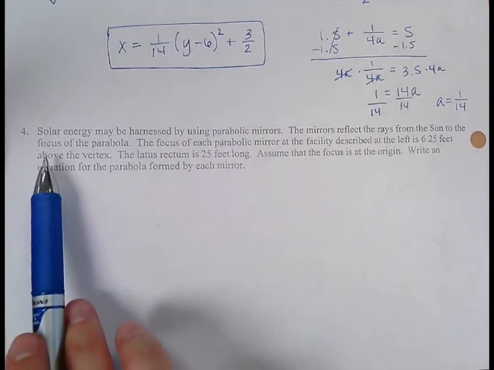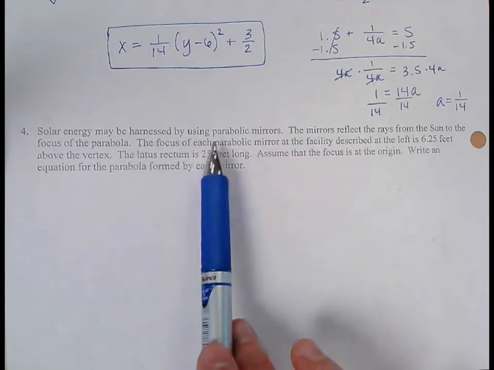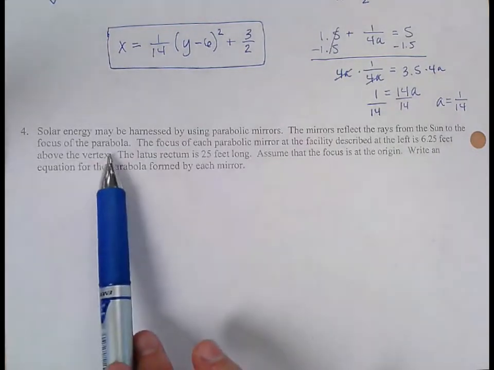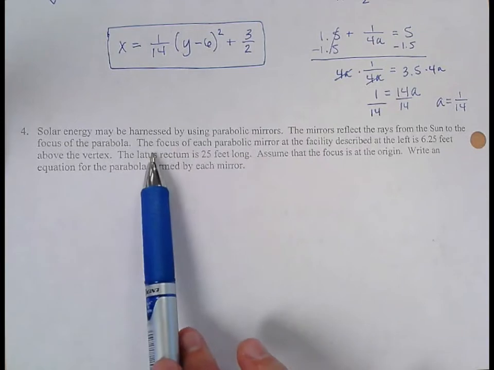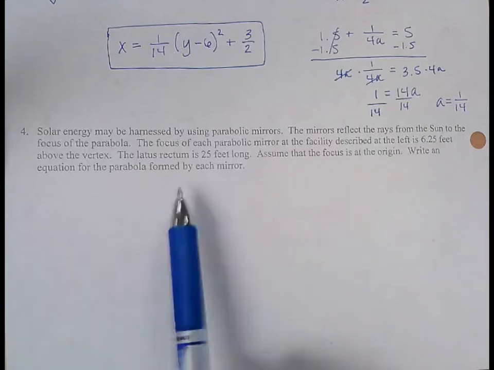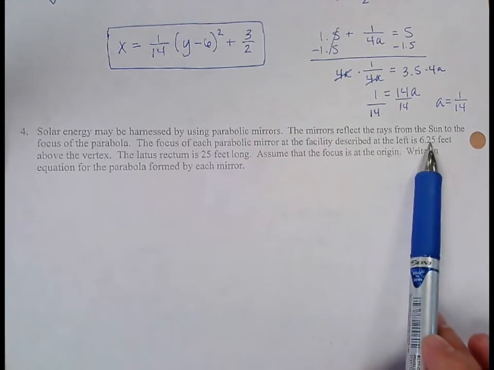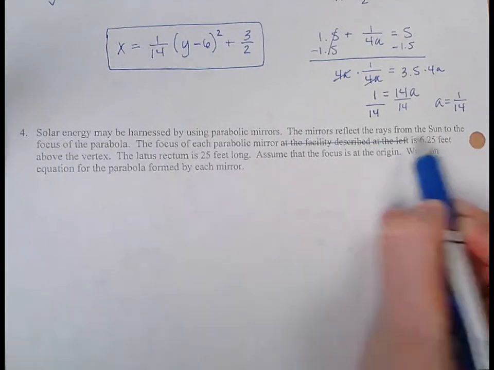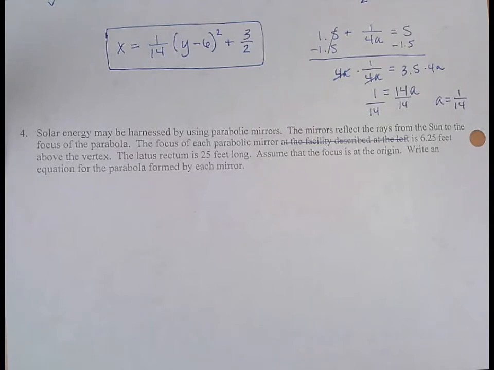Number 4 says solar energy may be harnessed by using parabolic mirrors. The mirrors reflect the rays from the sun to the focus of the parabola. The focus of each parabolic mirror at the facility, it says, is described at the left. I don't have that description, so I'm sorry. It's 6 points, so I probably could have taken this out. The focus of each parabolic mirror is 6.25 feet above the vertex. The latus rectum is 25 feet long. Assume that the focus is at the origin, and write an equation for the parabola formed by each mirror.